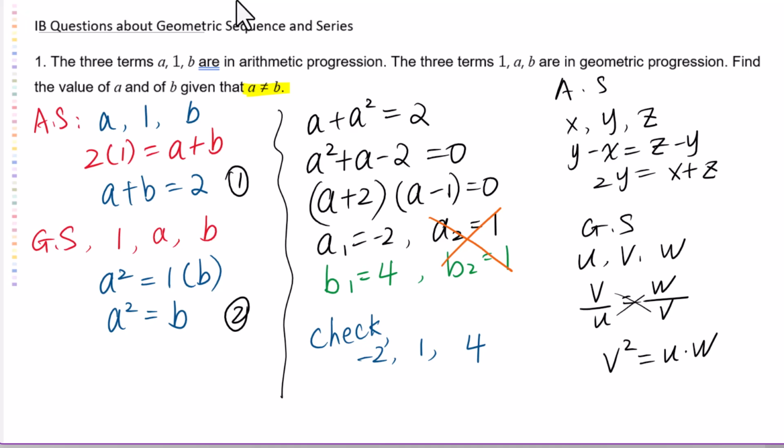Go to the 1, A, B: 1, negative 2, 4. This is a geometric sequence. So this is the solution to A and B.